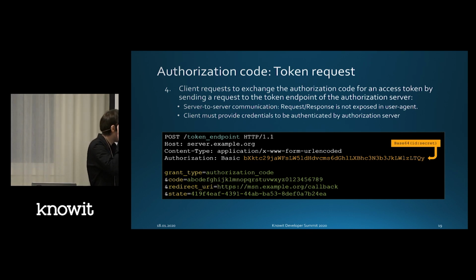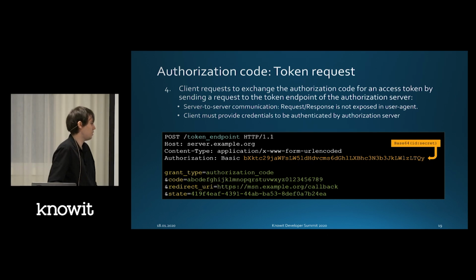For people who are not familiar with the Basic authorization header, this string here is actually just base64 encoded, where you have the client ID, then a colon, and then the client secret. So everyone can read that, because you could just convert it back. But this communication is happening on the server side, so hopefully no one will read that if you use a secure connection, which you should.